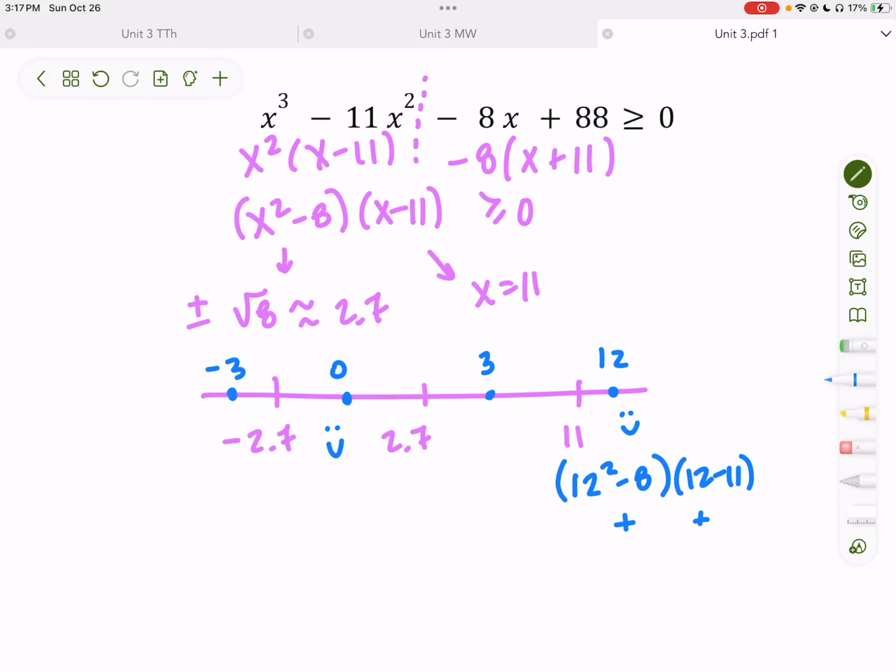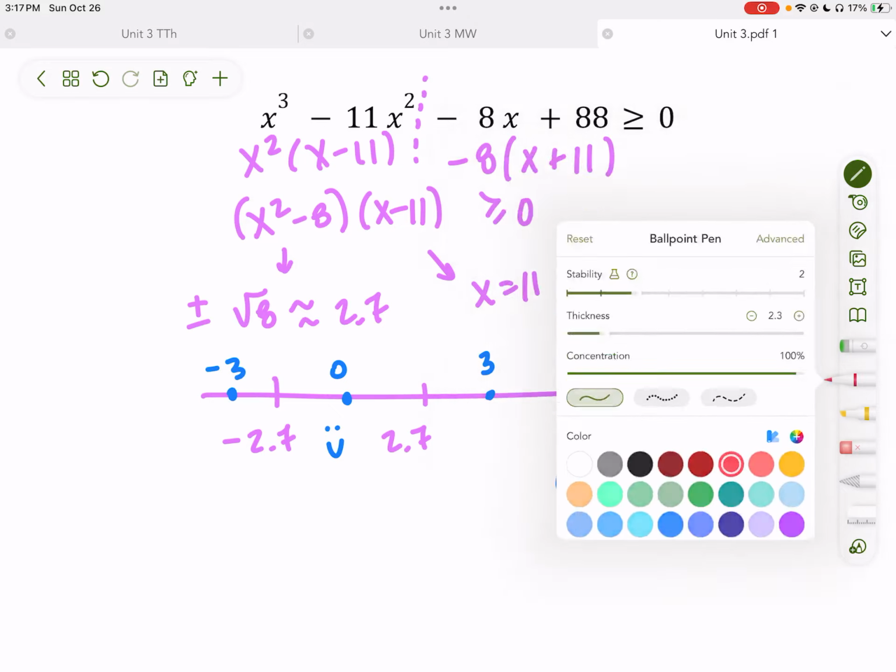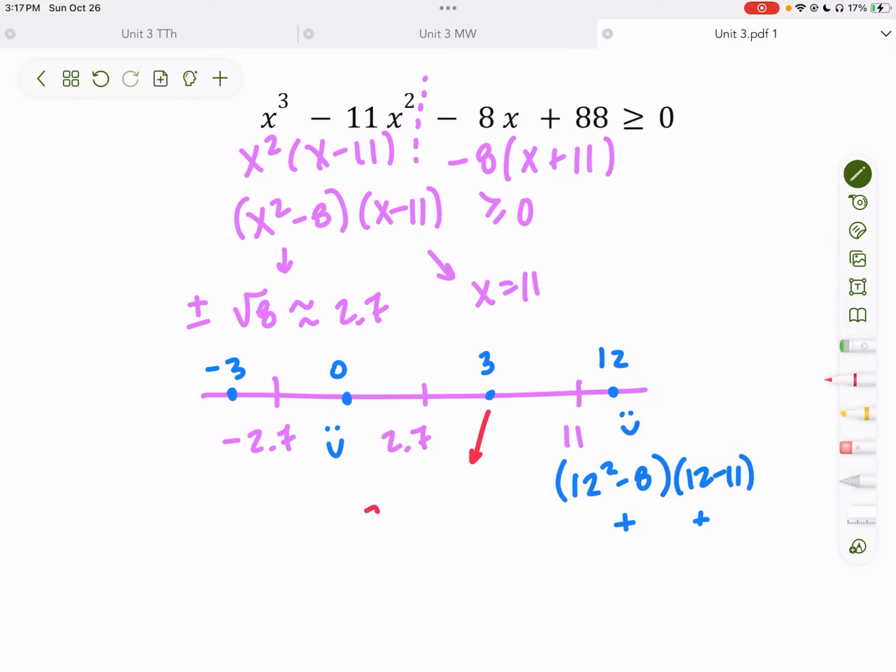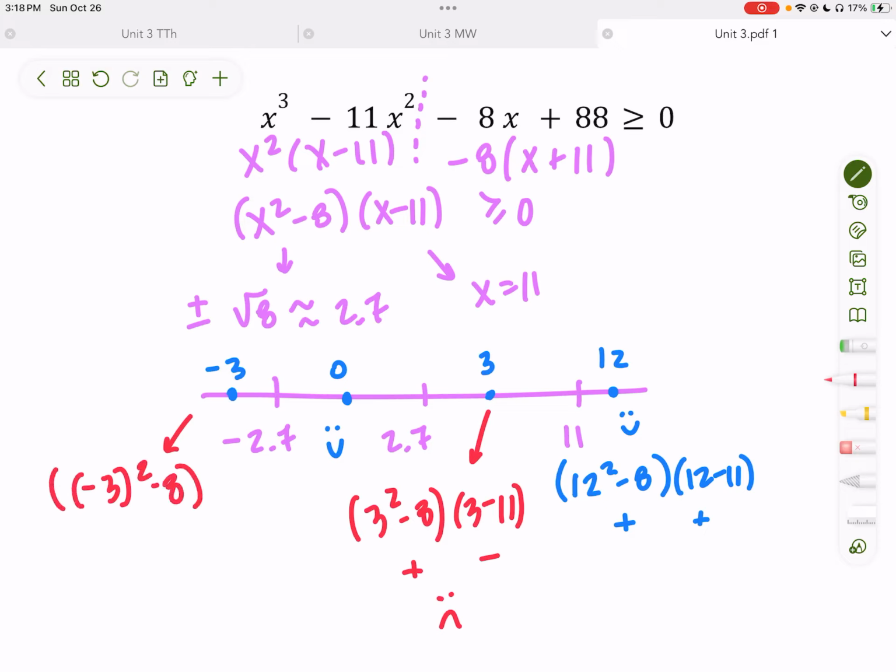On first glance, it looks like the 3's aren't going to work, but I'll go ahead and do that anyway. We have 3 squared minus 8 times 3 minus 11, so that's a negative and a positive. That won't work. And -3 squared minus 8 times -3 minus 11 is a positive and a negative, and that does.